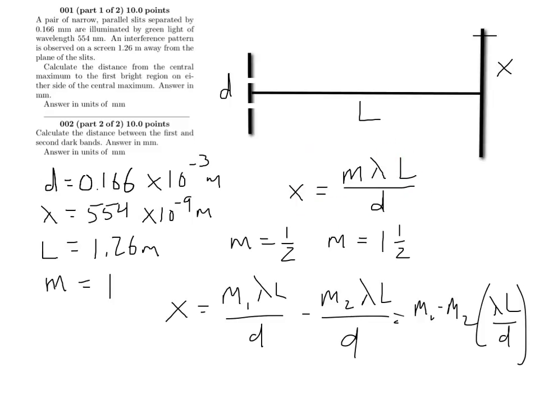So the point here is that from the central bright to the first bright is going to be the same distance as the first dark to the second dark. Is going to be the same as the distance between any two brights or any two darks anywhere along the way. So that is going to give you your answer to question number 2.